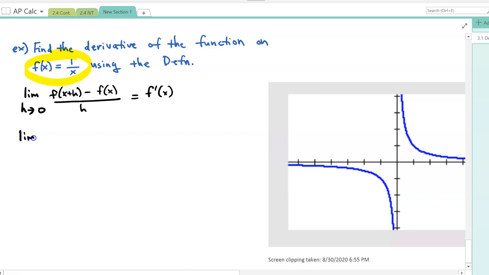So instead of 1 over x, it'll be 1 over x plus h. I'm changing the x part into x plus h. Minus the f function, which is 1 over x, all over h.